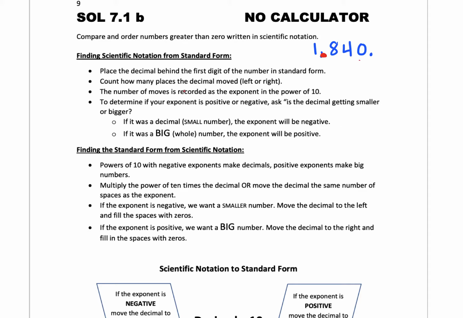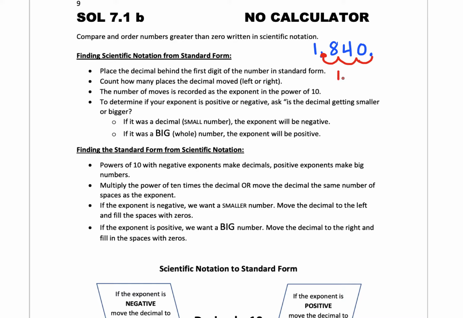And what I'm going to do is I need to count how many places I need to move my decimal. That's 1, 2, 3 places to move it back to where it started. This number is going to be the exponent in our power of 10. And now we have to think about, is this number a big number? Is it greater than 1? Or was it a small number? Was it less than 1? So 1,840 was a large number.